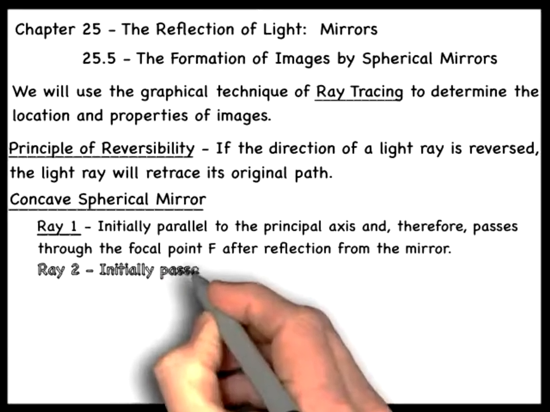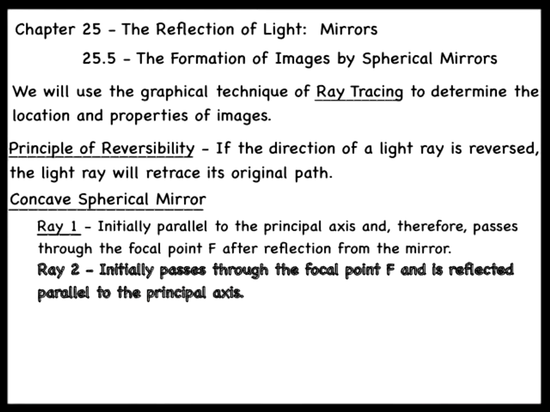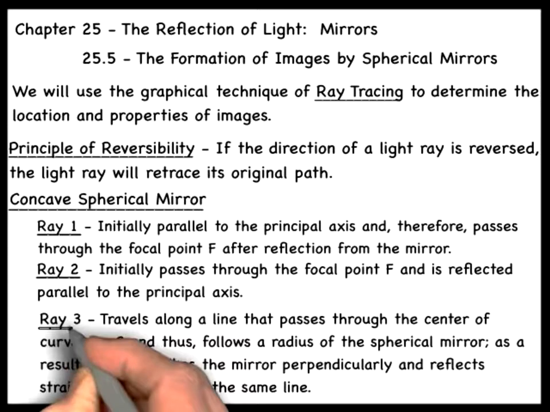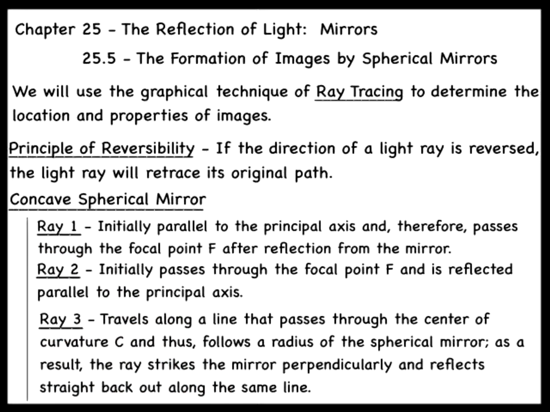Ray 2 initially passes through the focal point F and then is reflected parallel to the principal axis. Ray 2 is analogous to Ray 1 except that the reflected rather than the incident ray is parallel to the principal axis. Finally, Ray 3 travels along a line that passes through the center of curvature C and thus follows a radius of the spherical mirror. As a result, the ray strikes the mirror perpendicularly and reflects straight back out along the same line.